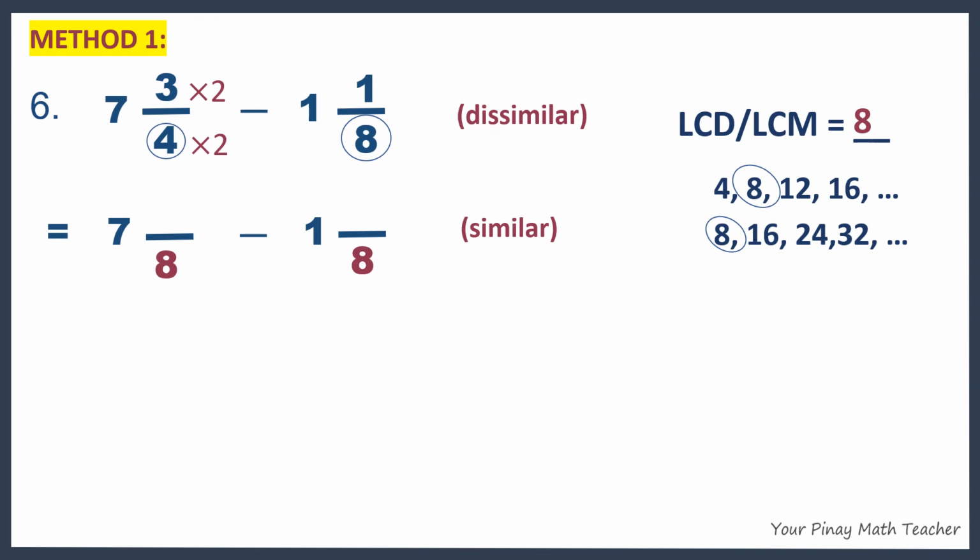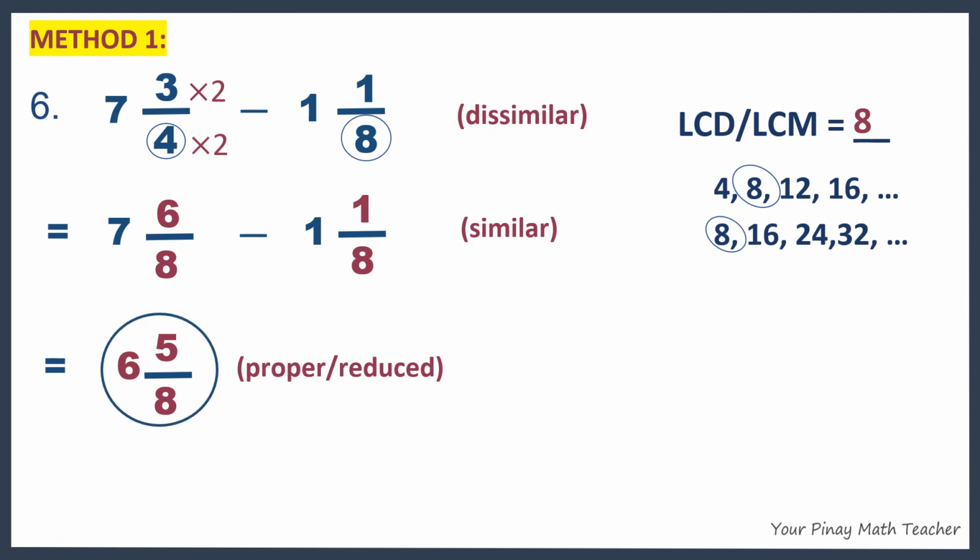So here, since the denominator is 8, we simply copy 1 whole. So 3 times 2, 6. And then just copy 1 whole. So we have similar fractions, and since we can subtract them, then let's subtract now the whole numbers first. So 7 minus 1 is 6. 6/8 minus 1/8 is 5/8. 5/8 is already a proper fraction and reduced to lowest term. Then 6 and 5/8 is our final answer.